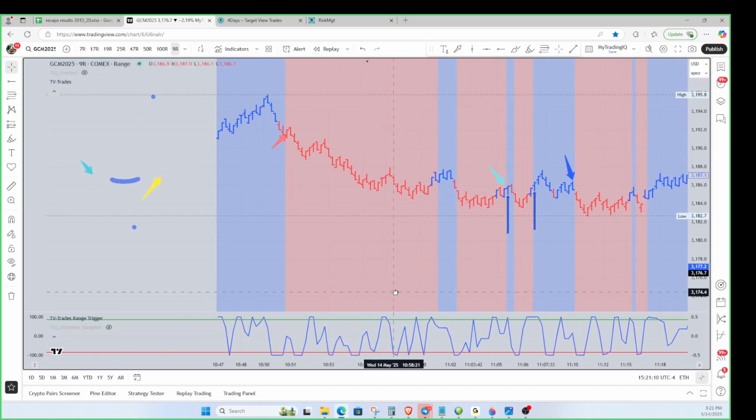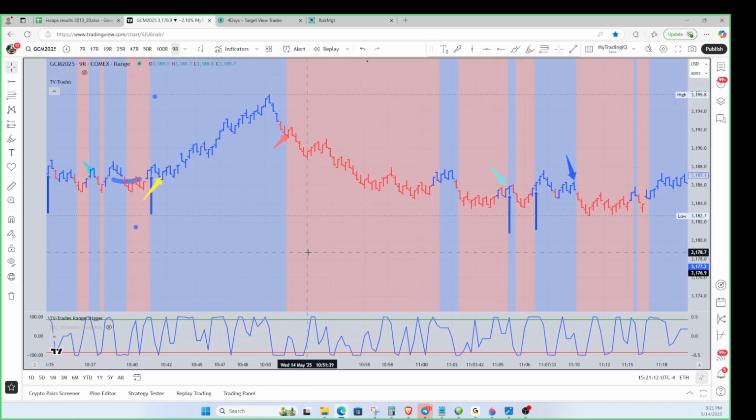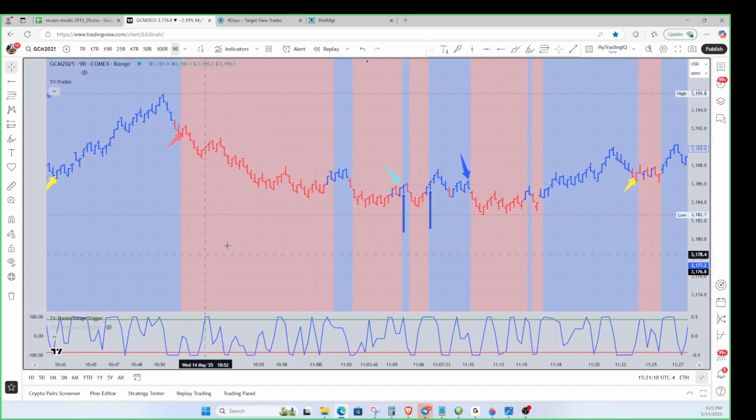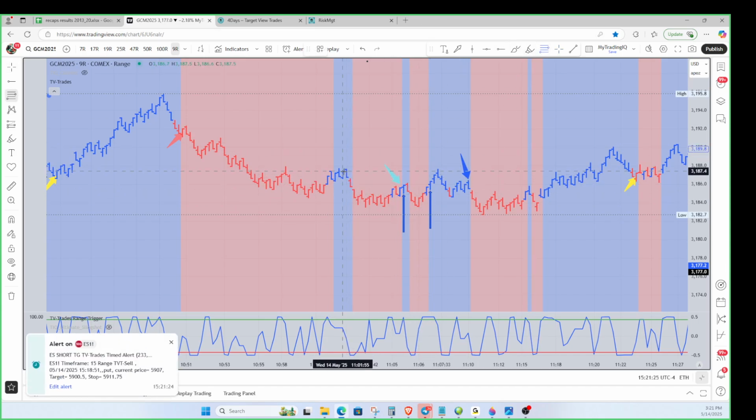Let's see. These are some of the trades that I took today. Are these today? Today's the 14th. Yeah, these are some of the trades that I took. Alright, so right in here, where the retracement was from here down to here, I took a short right here. I took an aggressive short right here where it went into the overbought.